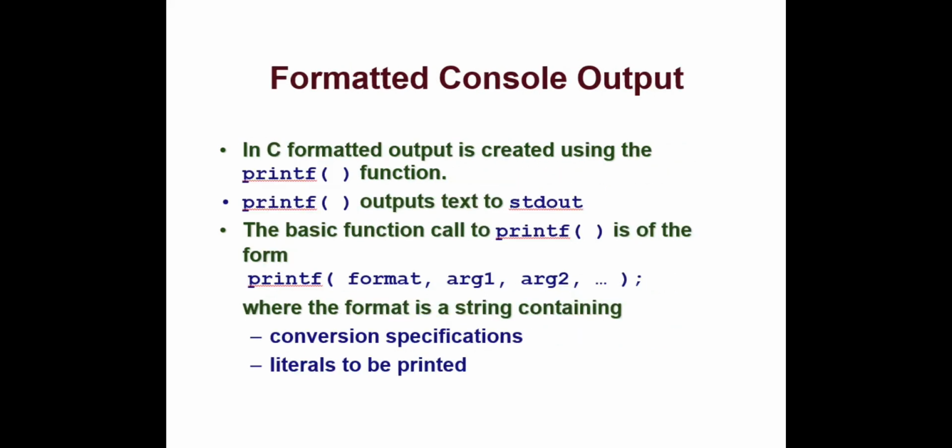Formatted console output. In C, formatted output is created using the printf function. Printf outputs text to standard output. The basic form of calling printf is printf(format, argument 1, argument 2, etc.), where the format is a string containing conversion specifications and literals to be printed. I have here an example.